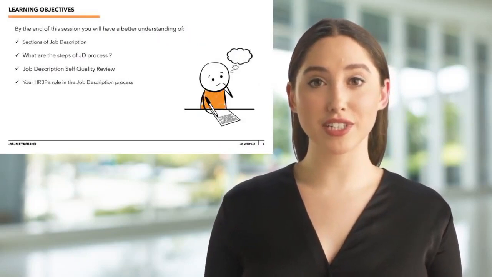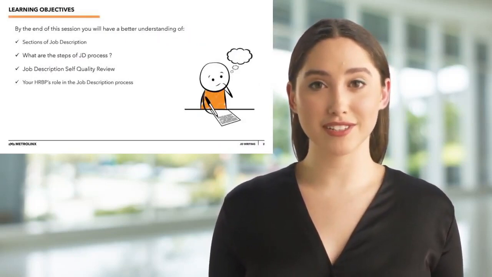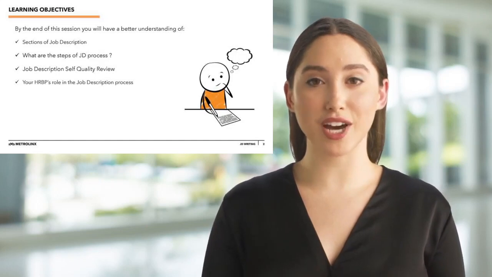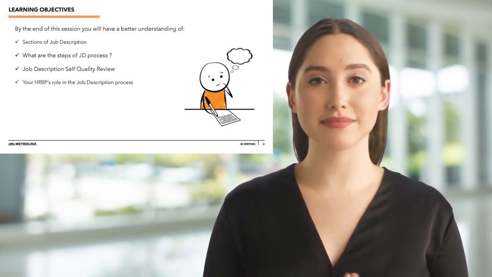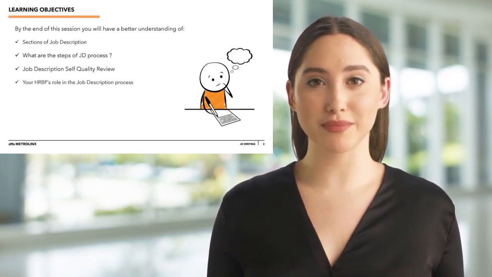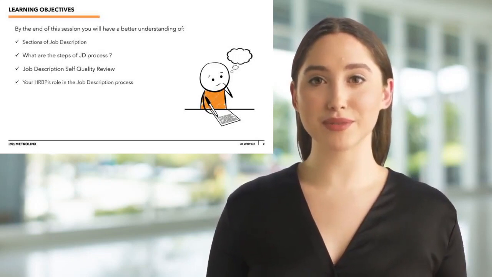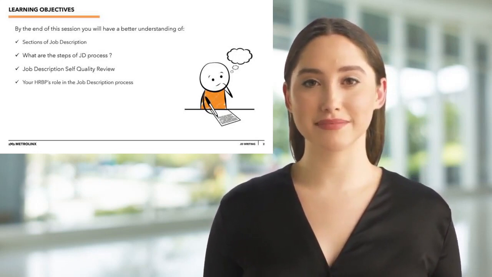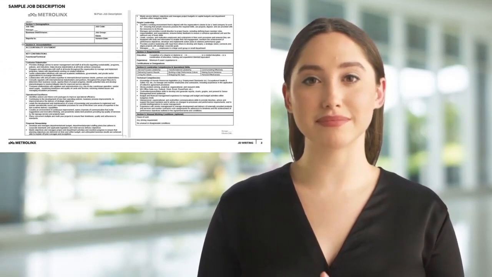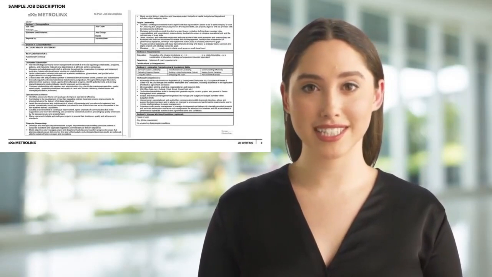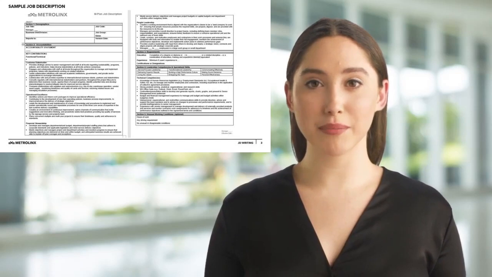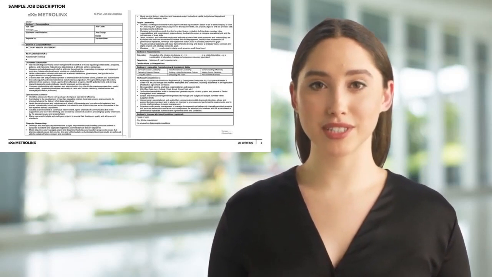Learning objectives. In this session, you will learn the following. Job description sections. Job description writing process. Job description self-quality review. Your HRBP's role in the job description process. Job description sections. Now that you have learned some tips and best practices for writing a JD, you are better equipped to start drafting the job description.